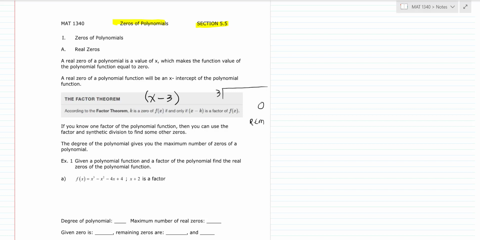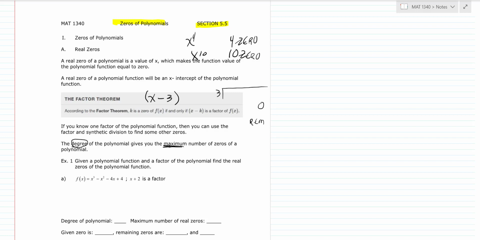A key thing that you want to know is that the degree of the polynomial will always give you the maximum number of zeros of a polynomial. So if you had a fourth degree polynomial, you're going to have 4 zeros. You can't have more than 4 zeros. If you had a 10th degree polynomial, you're going to have 10 zeros. Now, some of those zeros can repeat because they'll have a higher multiplicity, but that gives you the maximum number of zeros that you can possibly have on a polynomial function, which to me is very fascinating.